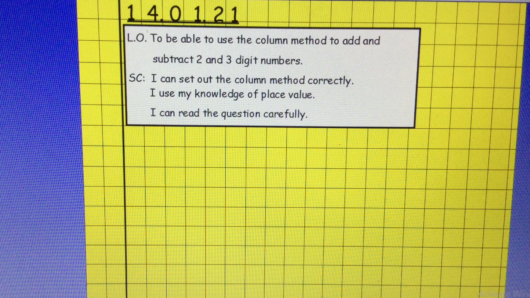Our learning objective today is to be able to use the column method to add and subtract 2 and 3 digit numbers. To be successful, we need to be able to set out the column method correctly. We need to be able to use our knowledge of place value, and we need to read the question carefully to check whether it is an addition or a subtraction calculation.